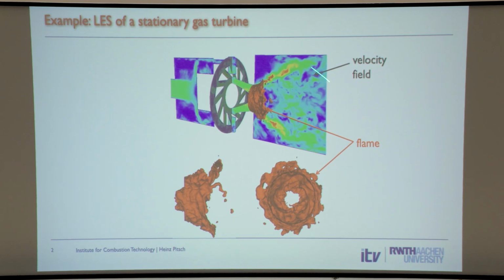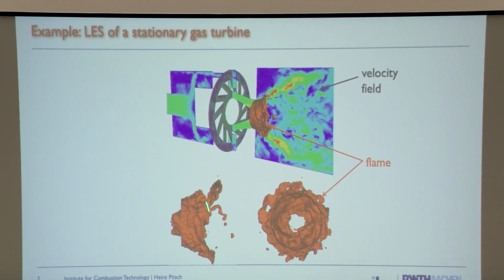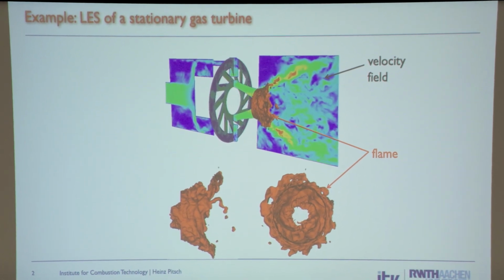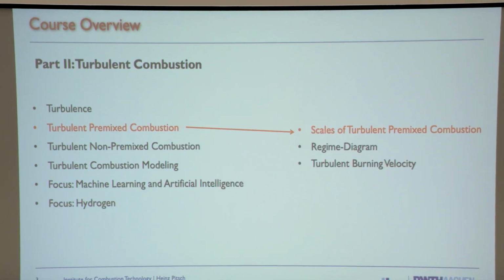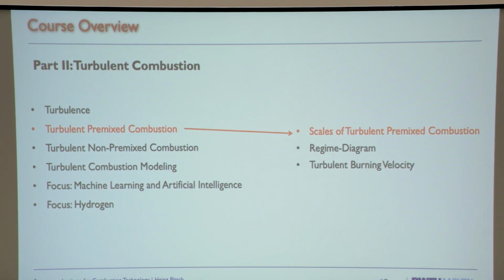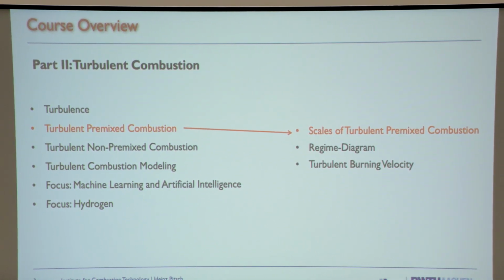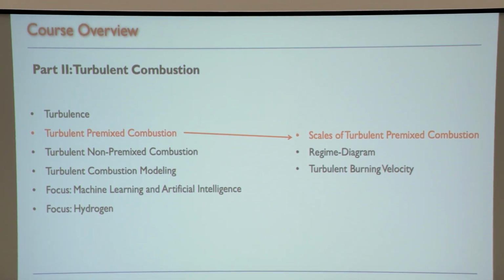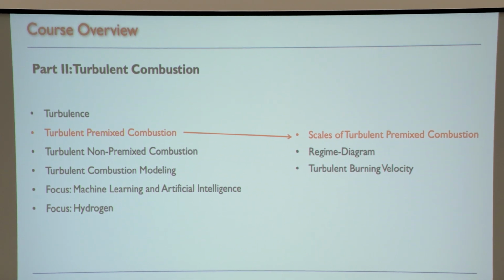I showed this earlier. This is a stationary gas turbine. You have the turbulent flow field here. These are the velocities, and the surface is actually the flame surface. And you see this is LES, so you see part of the turbulent fluctuations are resolved, but you know that the flame tries to burn into the unburned mixture. What we want to understand now is, yesterday we talked about laminar flames. We talked about the structure of a laminar flame, a reaction zone and preheat zone.